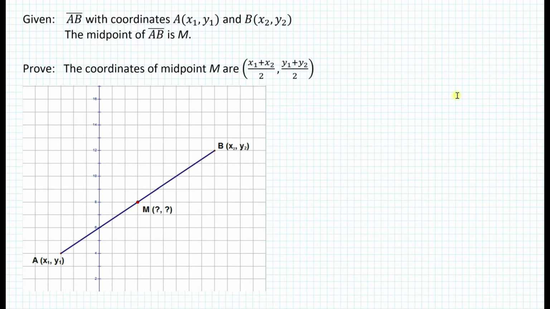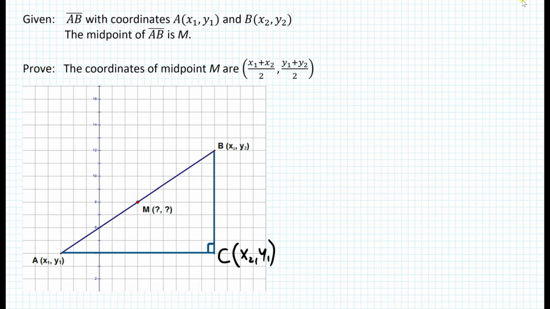The first thing is to draw a triangle ABC by drawing through A a line parallel to the x-axis, and through point B a line parallel to the y-axis. Then let C be the point at which the two lines intersect, as shown in the graph. Point C, where the two lines meet, has coordinates (x2, y1). Notice that this line is parallel to the x-axis and this one is parallel to the y-axis, so obviously these two lines must be perpendicular.